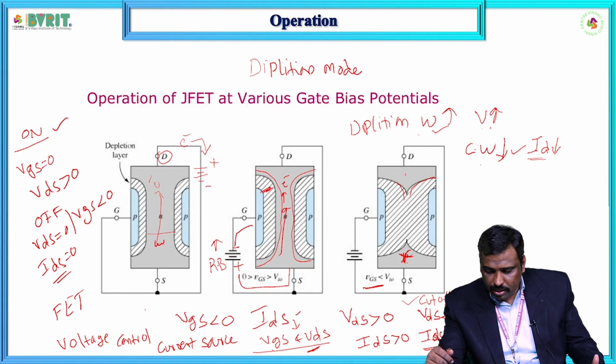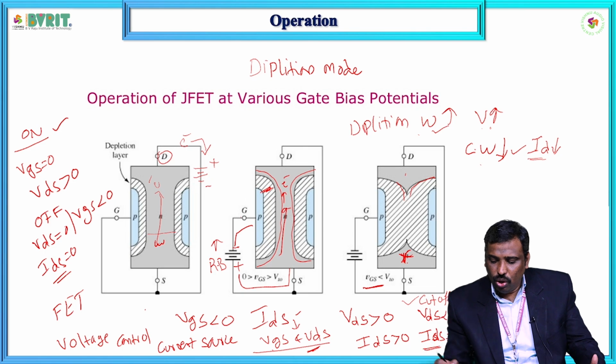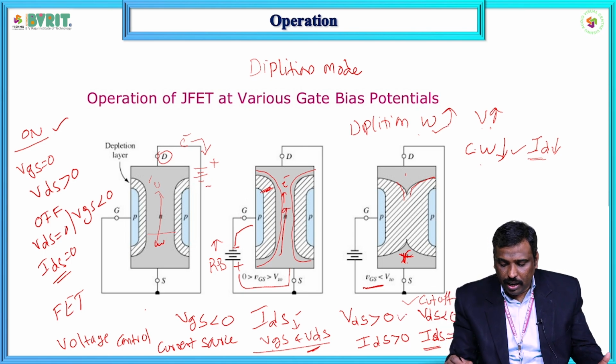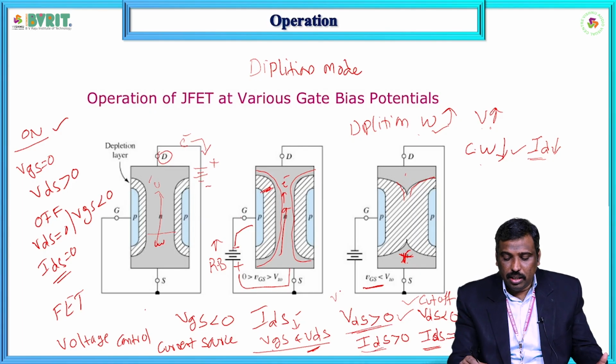And whenever the VDS is less than 0, the electrons are unable to flow, so IDS is equal to 0. So when will we get current? We get current whenever the VDS is greater than 0, so that IDS is greater than 0. The condition is the VDS should not be negative, and the VGS should be 0.